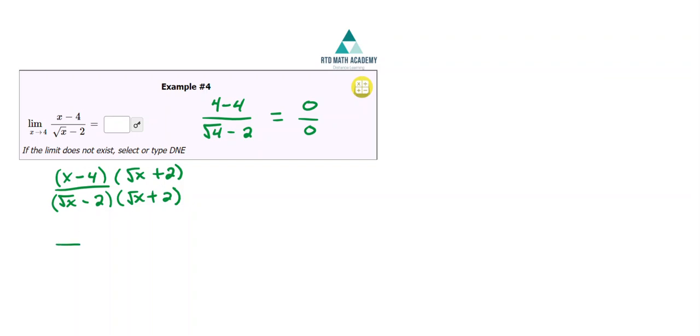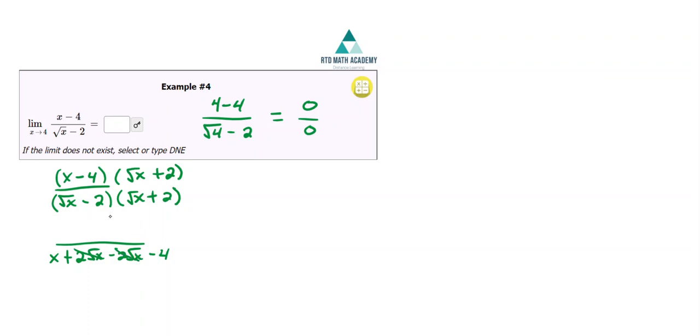So now, if we do this, we'd have square root of x times square root of x. That would just be x. Okay. And then square root of x times 2 would be 2 root x. And then negative 2 times root x would be negative 2 root x. And then negative 2 times 2 would be negative 4. Now you can see that we've got this 2 root x minus 2 root x. So those cancel, right? Those would equal 0.